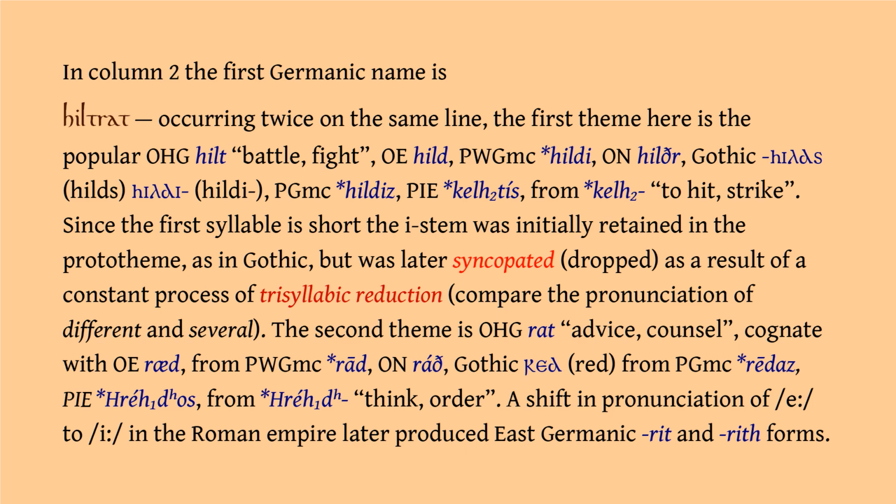The second theme is Old High German Rat, advice, counsel, cognate with Old English rad, from Proto-West Germanic rad, Old Norse rath, Gothic red, from Proto-Germanic redas, Proto-Indo-European redos, from red, think, order. A shift in pronunciation of to e in the Roman Empire later produced East Germanic rit and rith forms.